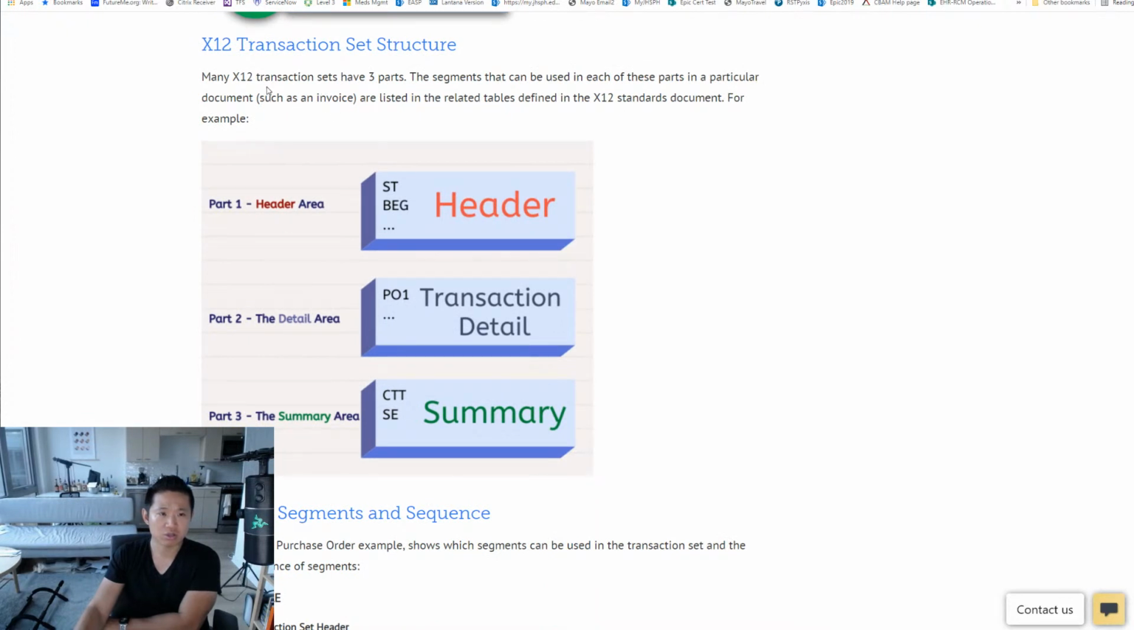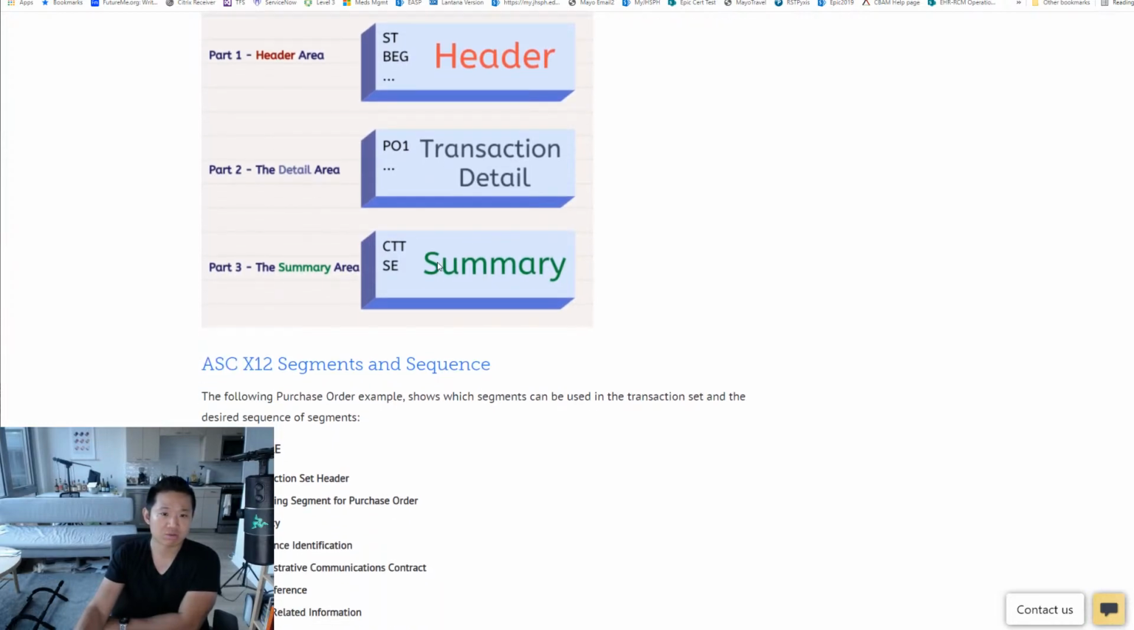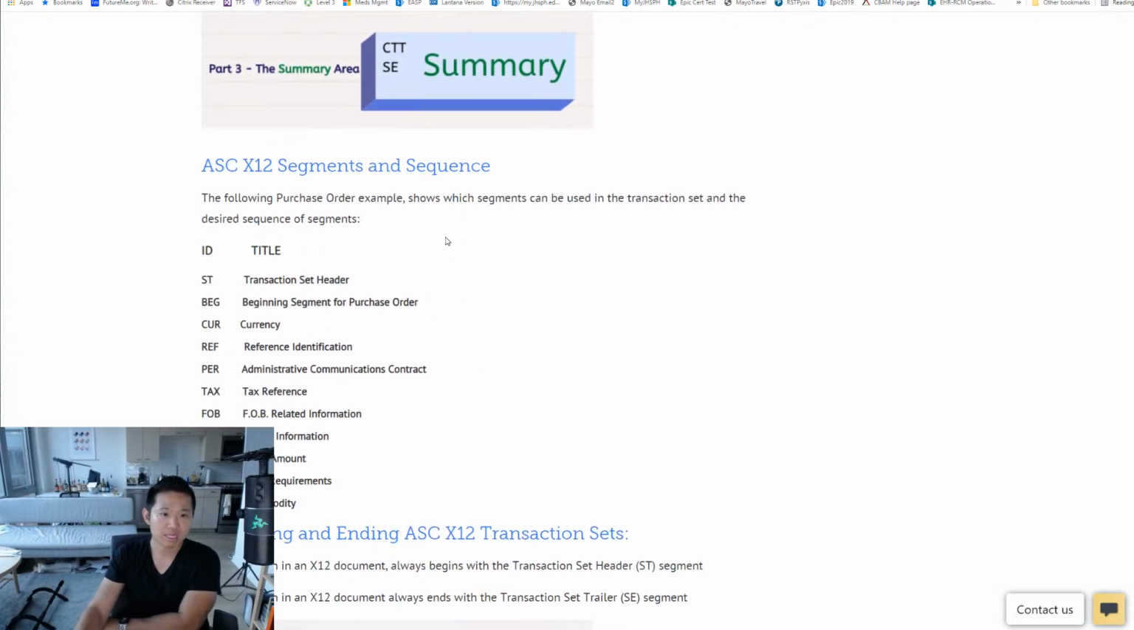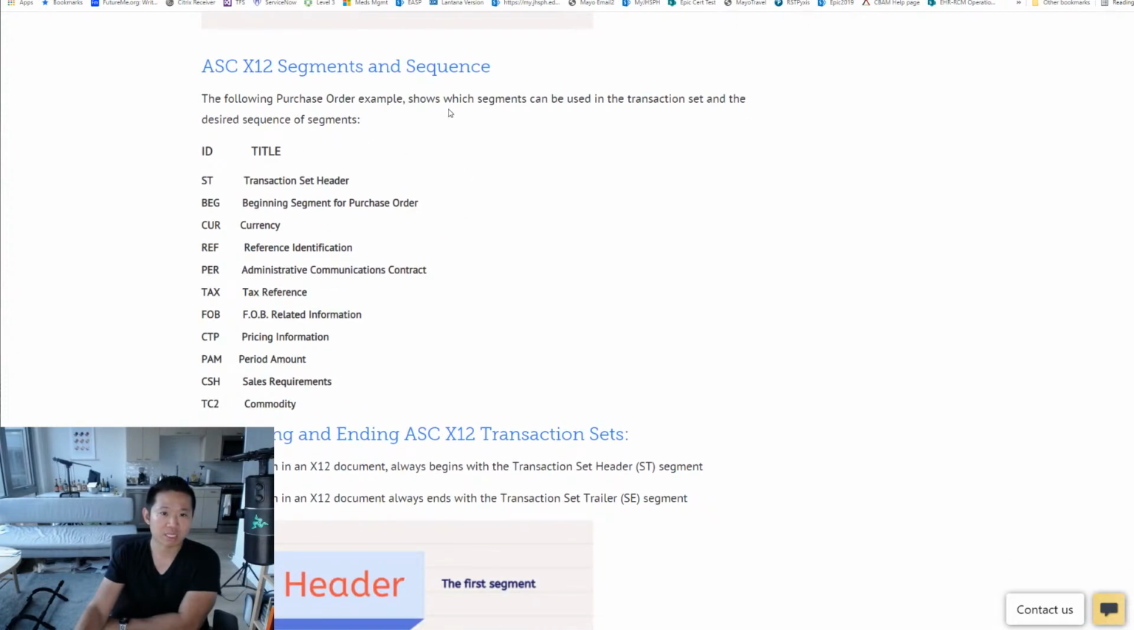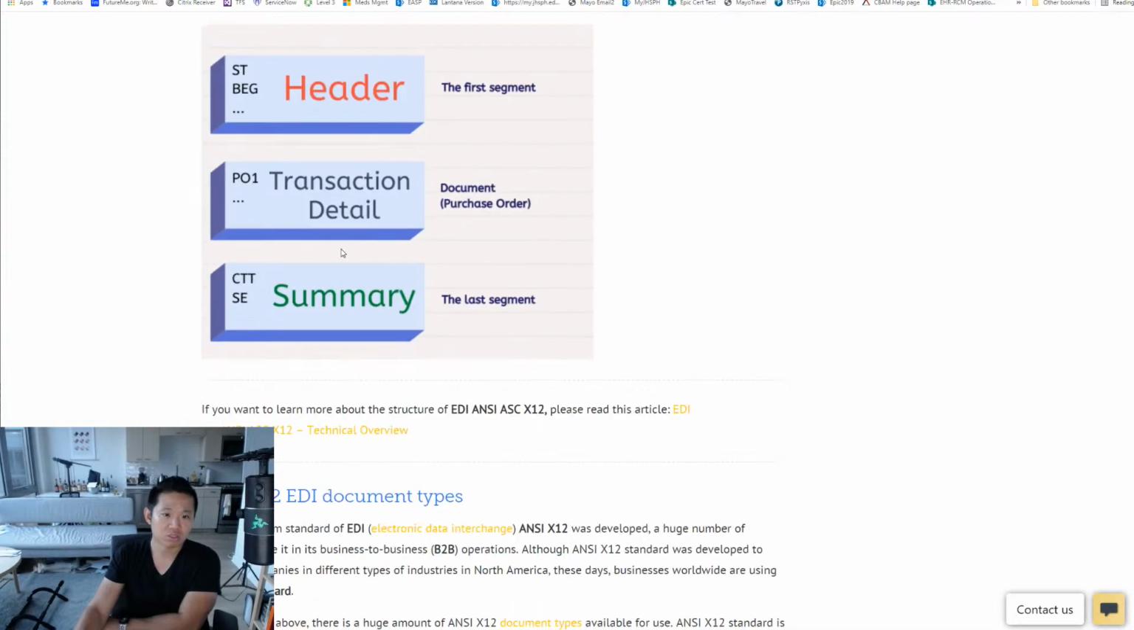Transaction set structure. Many X12 transaction sets have 3 parts. The segments that can be used in each of these parts in a particular document, such as the invoice, are listed in the related tables defined in the X12 standards document. For example, in the header area, there's a transaction detail area, and then there's a summary area. Segments and sequence. The following purchase order example shows which segments can be used in the transaction set in the desired sequence of segments. Transaction set header, beginning set header, currency, reference identification. Interesting. Beginning and ending transaction sets.